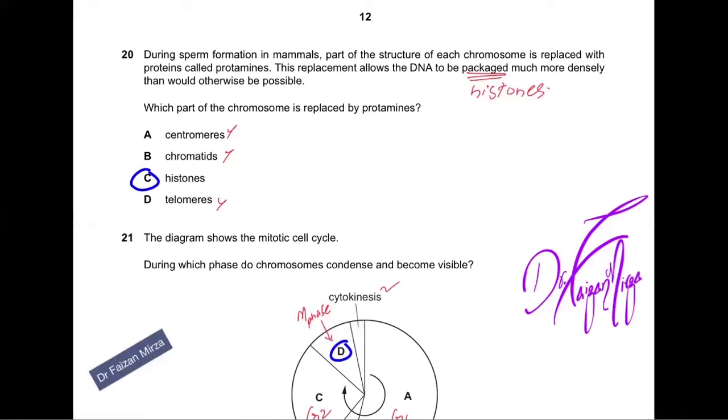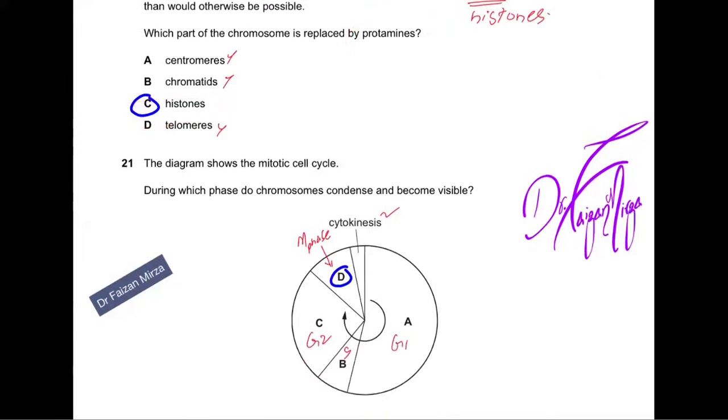During sperm formation in mammals, part of the structure of each chromosome is replaced with proteins called protamines. This replacement allows DNA to be packaged much more densely than would otherwise be possible. For packaging of DNA, we need histone proteins. Which part of the chromosome is replaced by protamines? We know histones are the only ones responsible for packaging, so straight away option C.